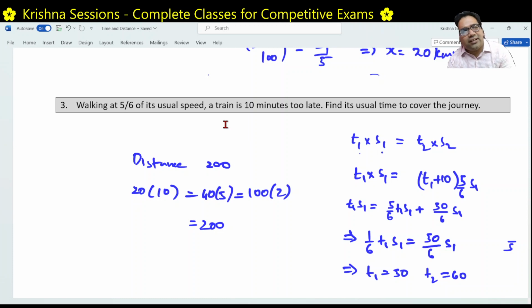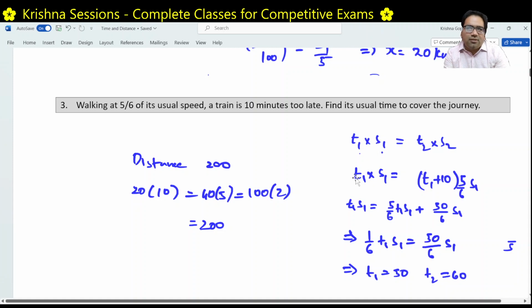Now, let's say the train takes generally 30 minutes. At 30 minutes, it runs at a certain speed, right? Now, if it is running at 5 by 6th of that speed, then it is taking 30 plus 10, 40 minutes. We don't know whether it was 30, whether it was 40. We don't know whether the speed was 50 kilometers per hour or 80 kilometers per hour. It doesn't matter. What it is just saying is, if it is doing 5 by 6th of the original speed, it is taking 10 minutes more than the original time. Correct. Which is what we are doing here. Original time, let it be T1, and original speed, let it be S1. Now, the distance covered. In both the cases, the distance is the same, right?